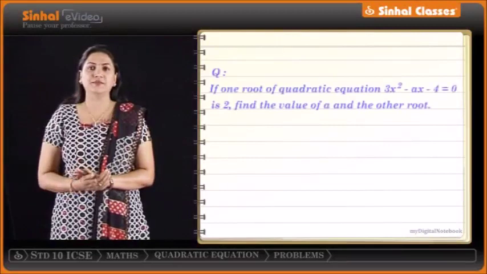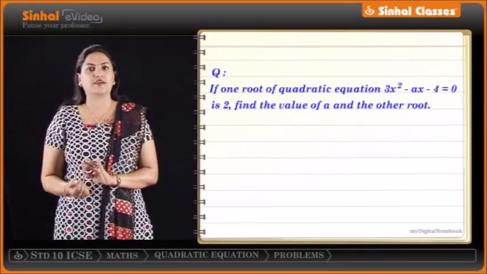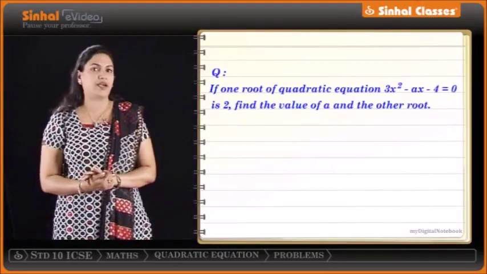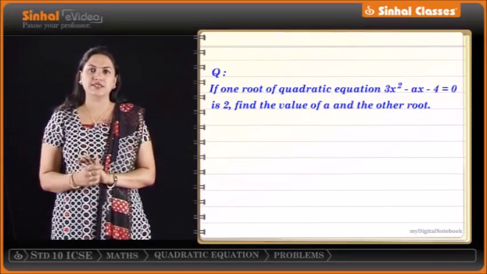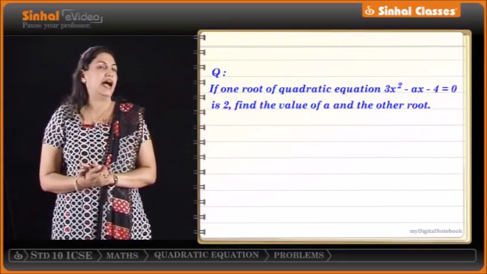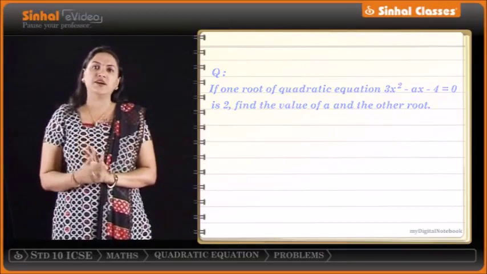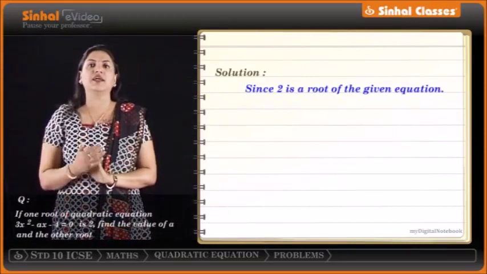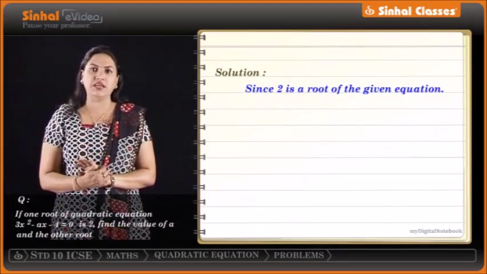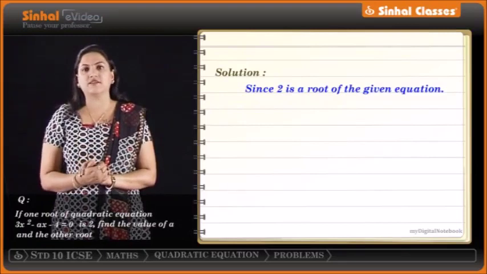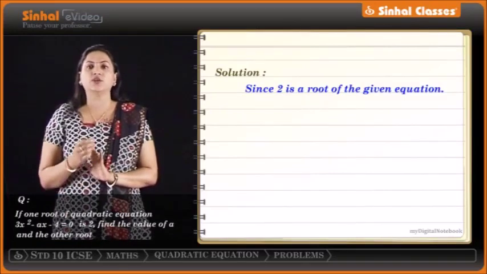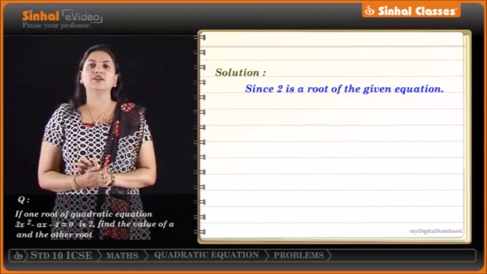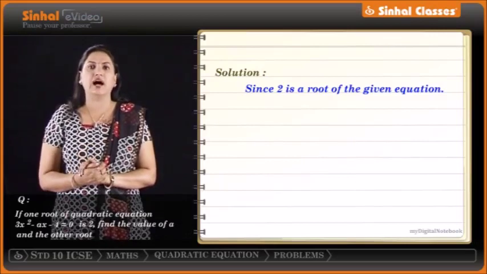Now to the next problem. If one root of the quadratic equation 3x square minus ax minus 4 is equal to 0 is 2, find a and the other root. Now here we are given the quadratic equation in terms of a, which we need to find. And we are also given that 2 is a root of the equation. That is, 2 satisfies the equation.